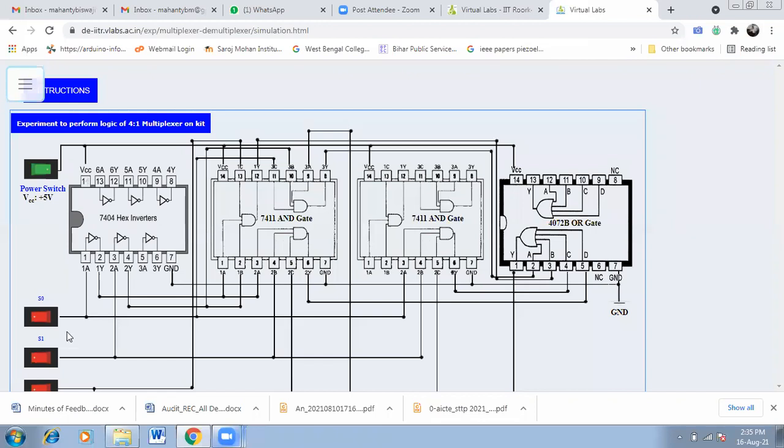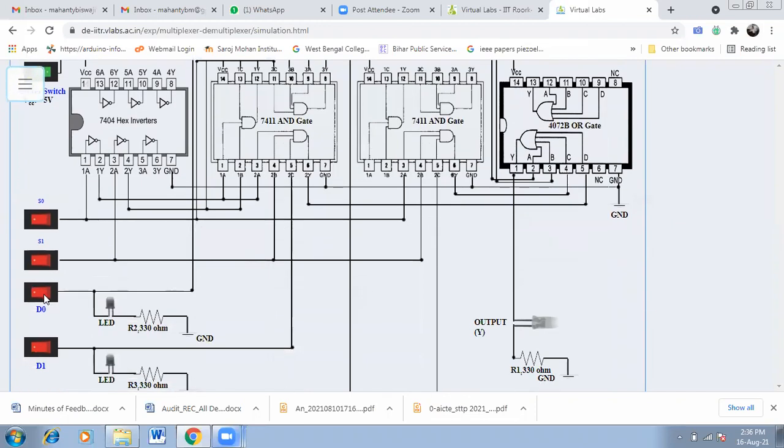So we are giving 0, 0 at the data selector. So when we are applying 0, 0 at the data selector, you people know that D0 will be at the output. So suppose D0 is 1. Okay. D0 is 1. So now see the output. D0 is 1. This LED glowing means we are getting D0 value here.